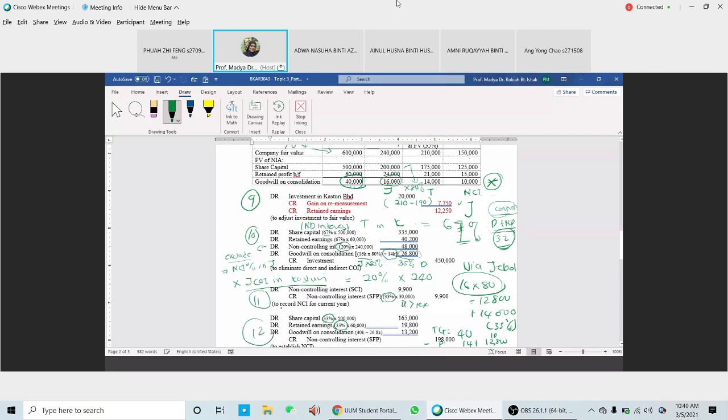Just put a numbering for your journal entry, so later on when we prepare the statements, you know where the figures come from. Okay, any questions that you have on the investment, the indirect relationship between Tuah and Kasturi? If there are any questions, any questions that you have here?